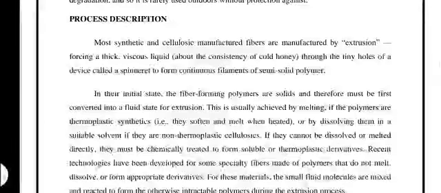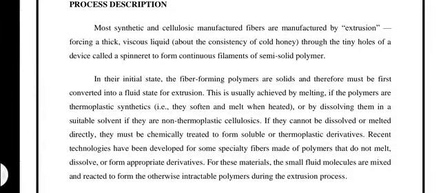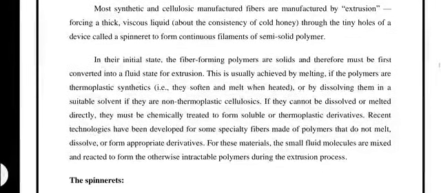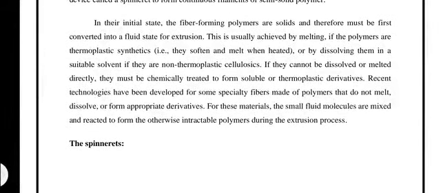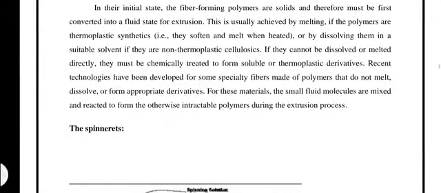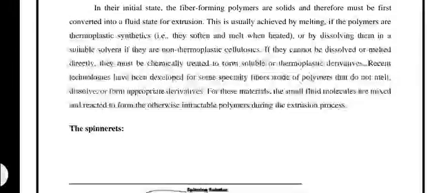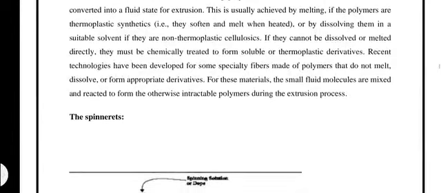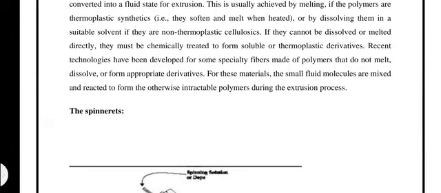Then I will describe the process description. Most synthetic and cellulosic manufactured fibers are manufactured by extrusion, forcing a thick viscous liquid through the tiny holes of a device called a spinneret to form continuous filaments of semi-solid polymer. In their initial state, the fiber-forming polymers are solid and therefore must first be converted into a fluid state for extrusion. This is usually achieved by melting if the polymers are thermoplastic synthetics, or by dissolving them in a suitable solvent if they are non-thermoplastic cellulosics. If they cannot be dissolved or melted directly, they must be chemically treated to form soluble or thermoplastic derivatives.